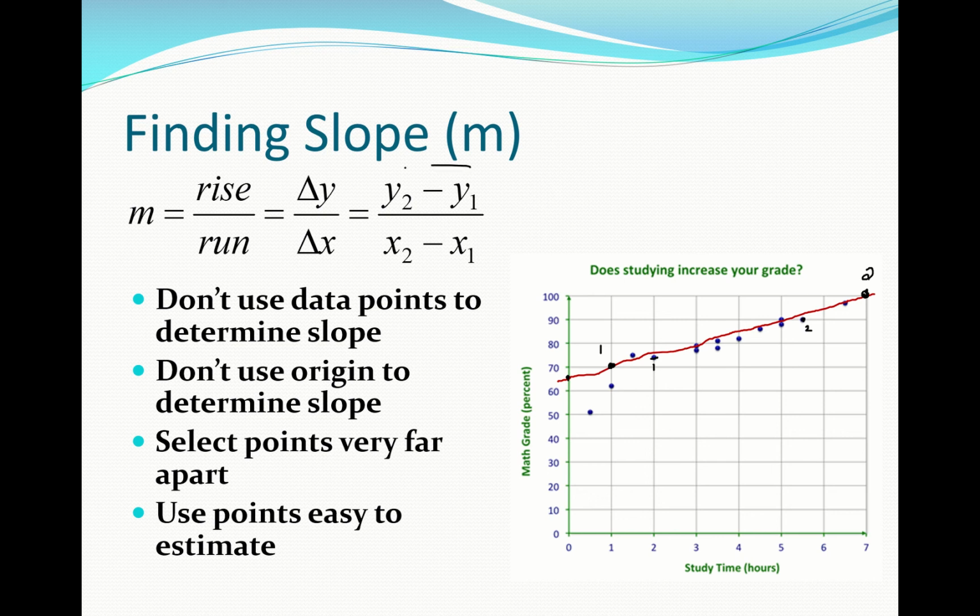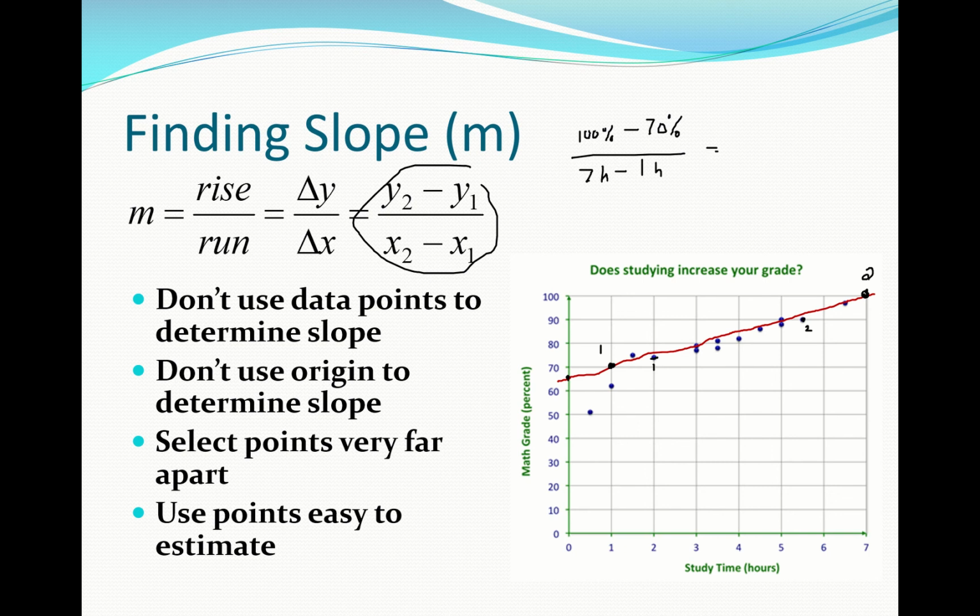So if I'm finding slope, my y2 is 100. And we want to put our units afterwards, so it's 100% minus 1, which is 70%. And then x2 is 7. Look at our units, hours, so 7 hours minus 1 hour.